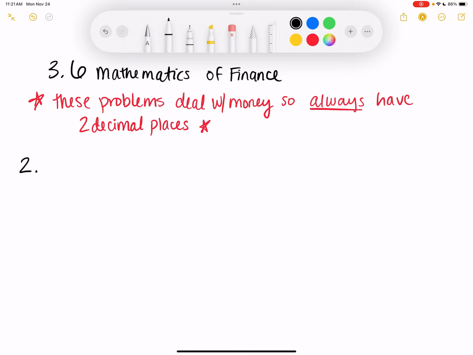Find the amount A accumulated after investing a principal P for T years at an interest rate R compounded annually. So, P equals $3,200. R is 8%, and T is 4.